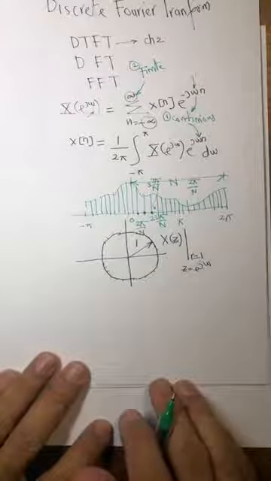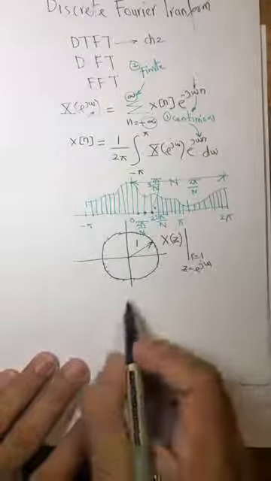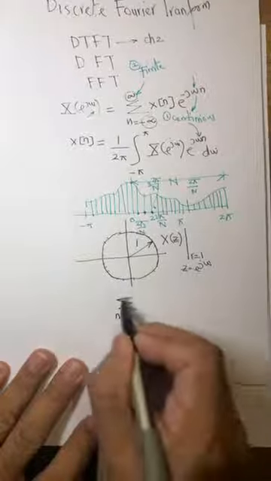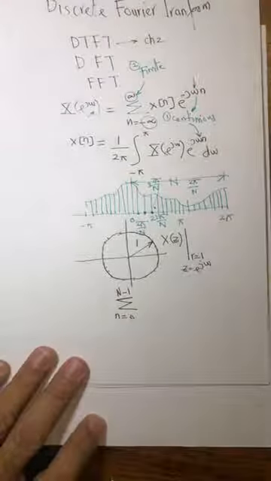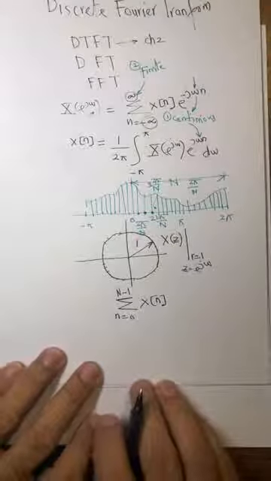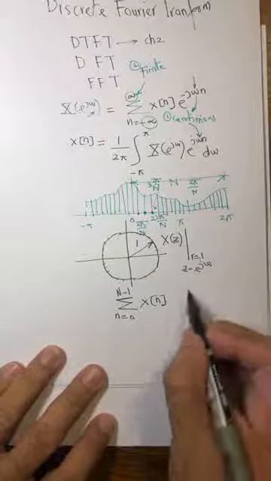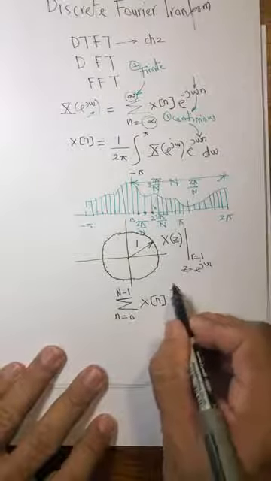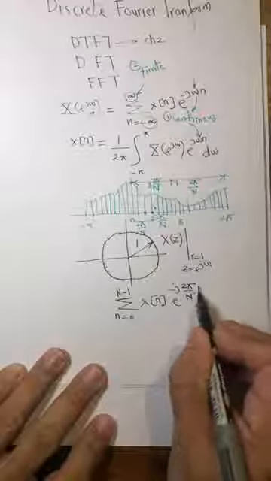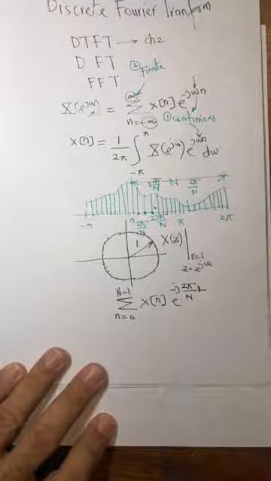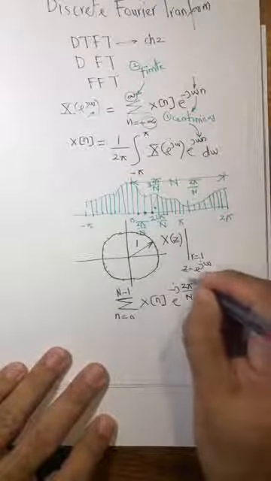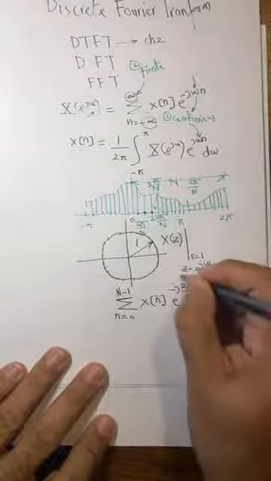So if you deal with both these limitations, your formula becomes a summation, n goes from 0 to n minus 1, n points only, of x of n times exponential minus j, and instead of omega you write 2 pi over n into k. This is now our new omega.